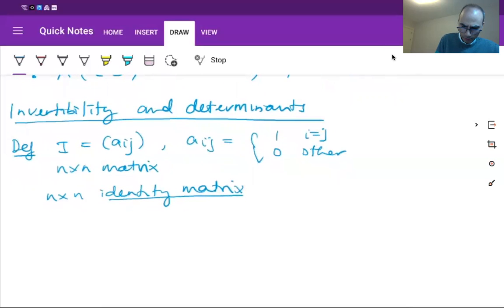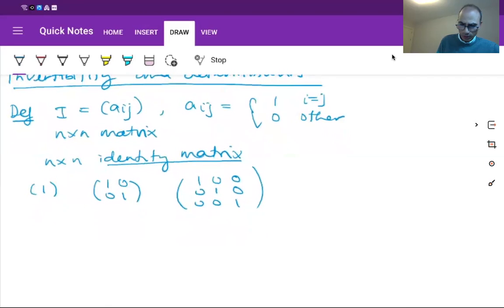So we have, for example, 1 is the 1 by 1 identity matrix; 1, 0, 0, 1 is the 2 by 2 identity matrix, and so on. This is the 3 by 3 identity matrix with 1 along the diagonal. Okay, so those are various identity matrices.